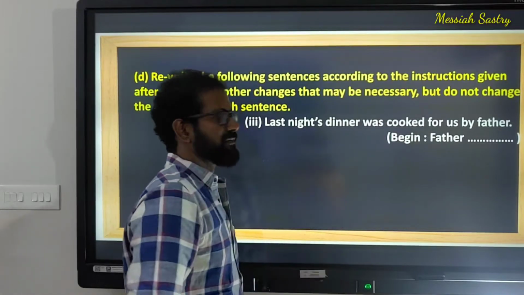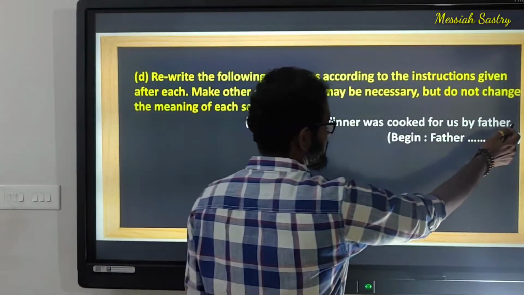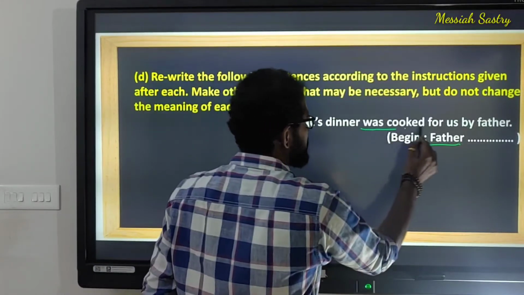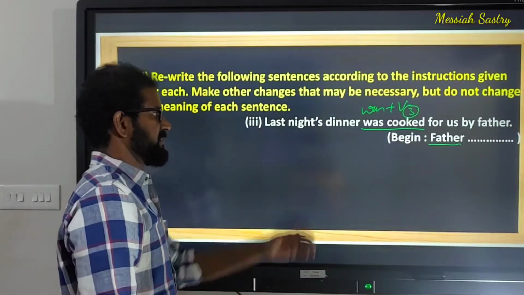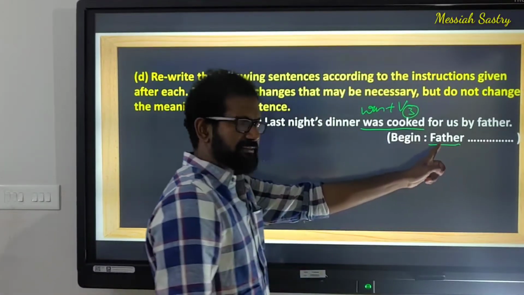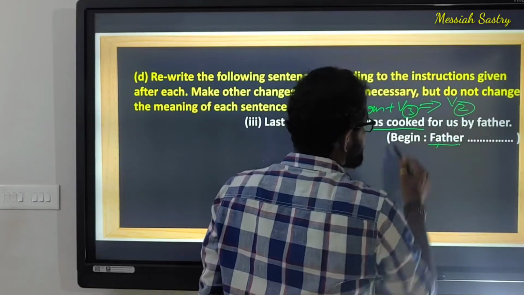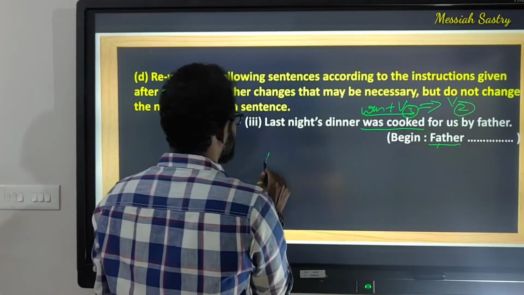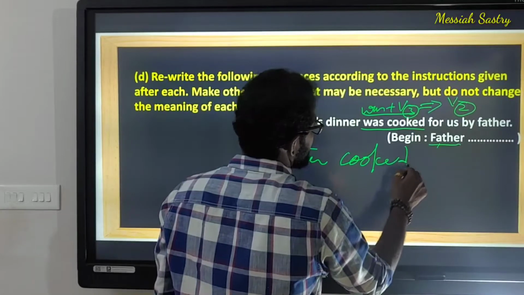Last night's dinner was cooked for us by father. We are asked to begin with "father." This is passive voice. Was cooked: was plus V3. The given sentence is in passive voice and we are asked to write it in active voice. So was plus V3 is passive voice, and the active form is V2. Father cooked.